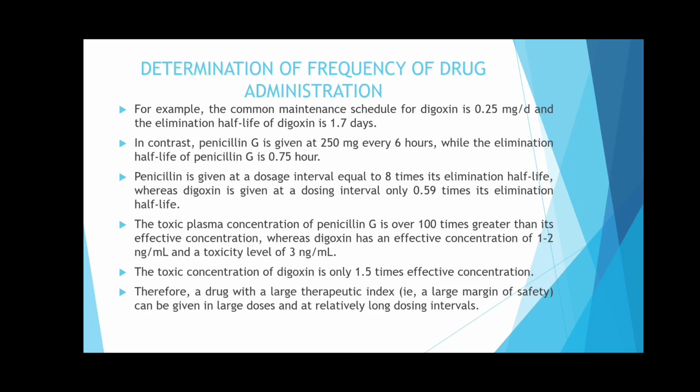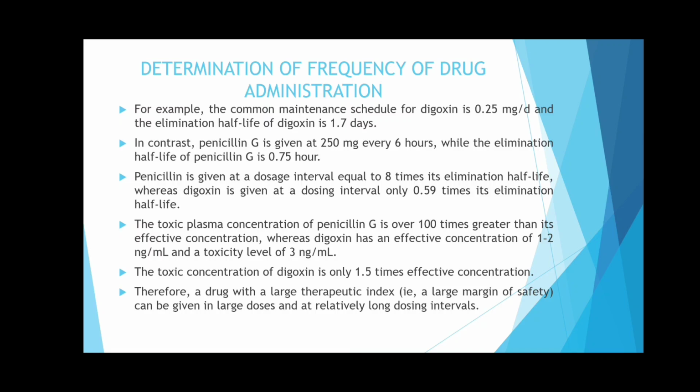Penicillin G is given at 250 mg every 6 hours, while the elimination half-life of penicillin G is 0.75 hours. That means not even 1 hour, just 45 minutes. Within 45 minutes, half of the drug is eliminated for penicillin G. But for digoxin, it is taking almost 2 days. So you can see for digoxin, the stay time of digoxin in our body is more. For penicillin G, the stay time of penicillin G in our body is less.